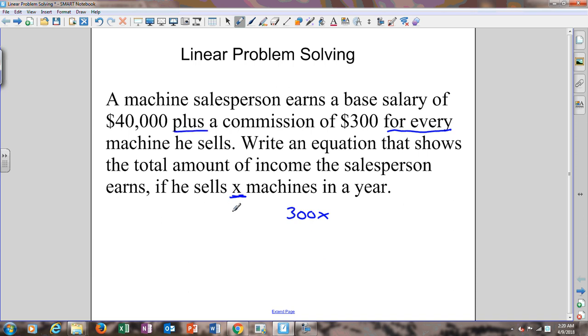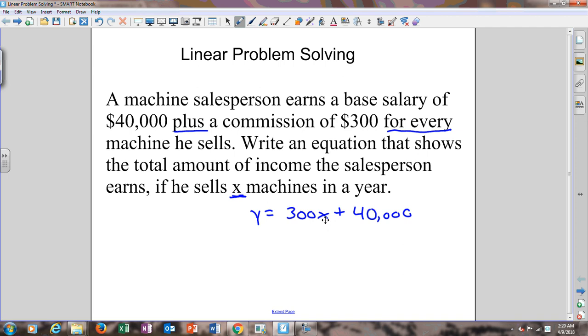Then your keyword here is plus. Your base salary is 40,000. And so it asks us to write an equation that shows the total amount of income the salesperson earns if he sells x machines in a year. We've already accomplished that just by translating the question.